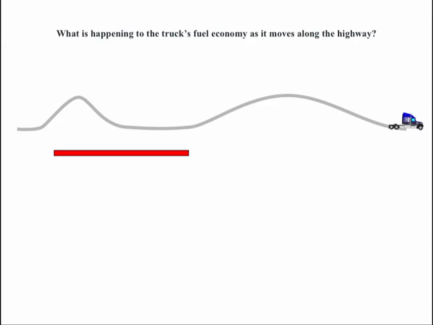Another measurable attribute of the truck's trip is the distance it has traveled since starting to drive on the highway. I'll show the truck's trip again, this time adding a blue arrow to illustrate the distance the truck has traveled since starting to drive on the highway. As you watch, think about how the length of the blue arrow, the amount of distance the truck has traveled, is growing in comparison to the length of the red rectangle, the amount of fuel it has used.